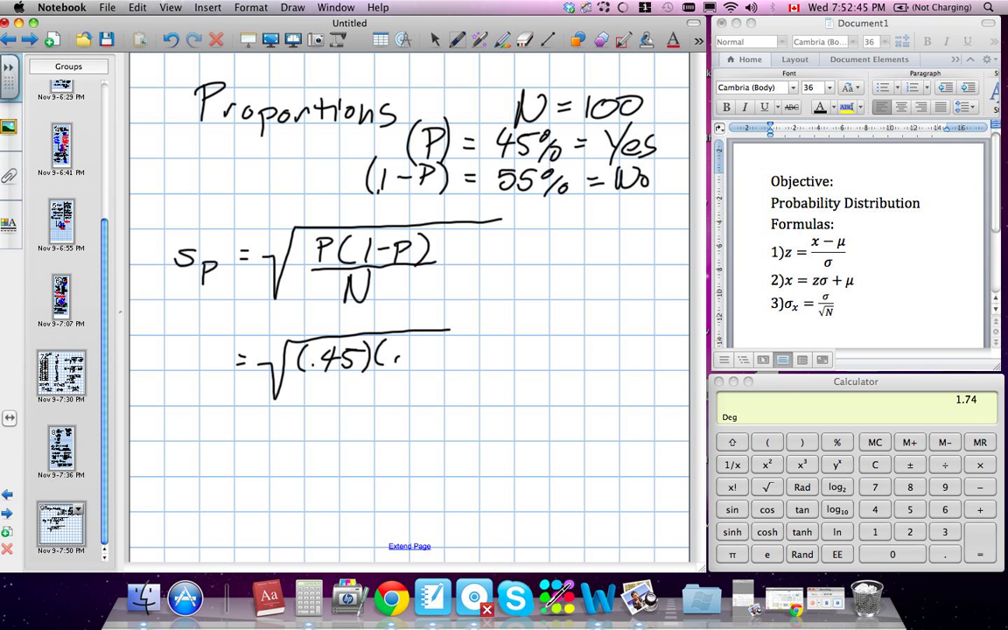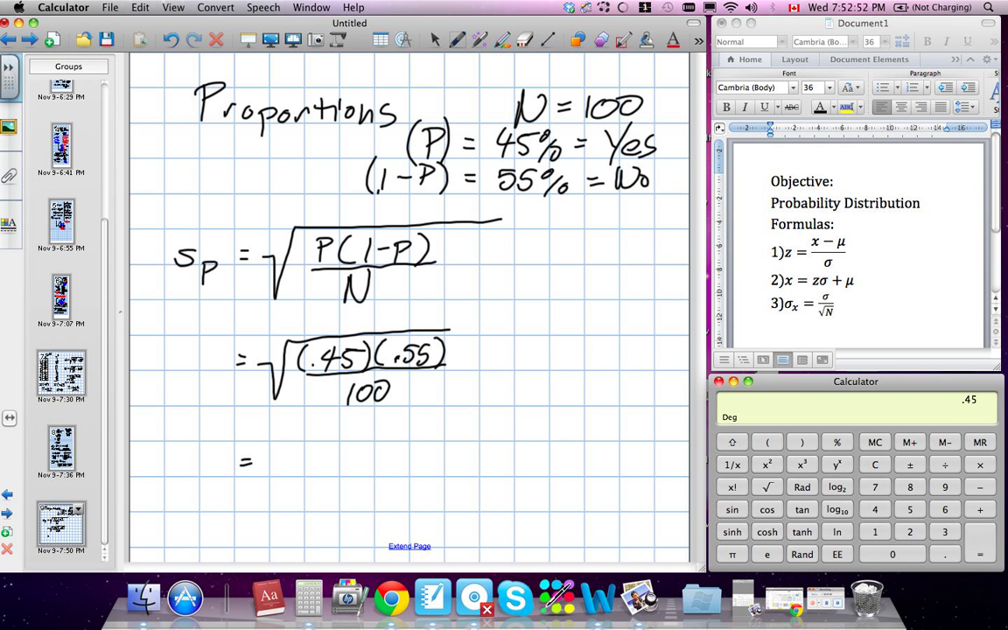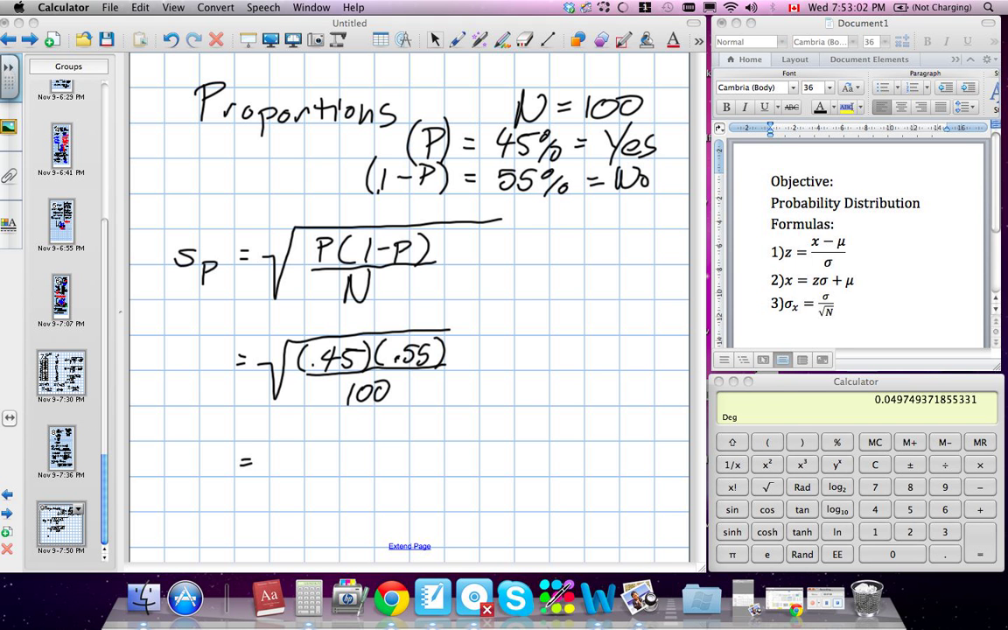So we need to find the square root. 45% of the college students said we should legalize it, 55% said no, they shouldn't, and 100 people were interviewed. We get 0.45 times 0.55 divided by 100, and then we square root that number. 0.049. They decided to round this, 0.05. So in other words, this is our standard error.